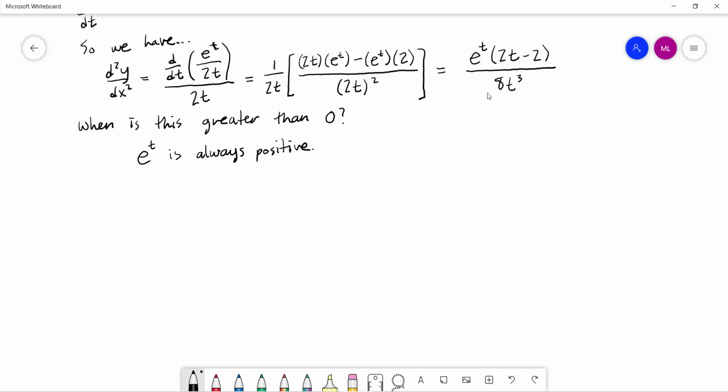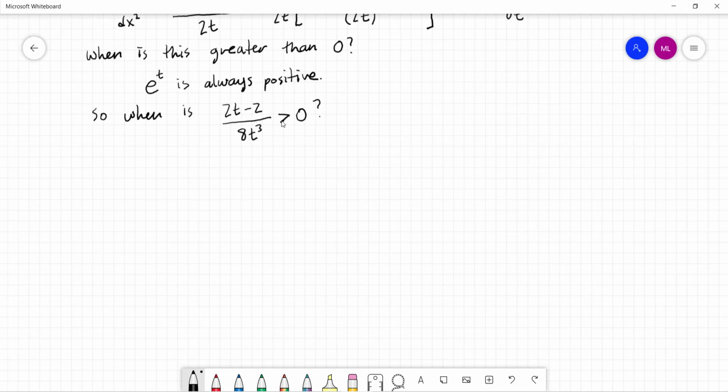So really, we just need to know when is the rest of that. When is (2t minus 2) over 8t cubed greater than 0? So that's a little bit simpler. Let's think about some different possibilities here. So again, I know that t equals 0 is going to be a problem. At t equals 0, this whole thing is going to be undefined. So let's just see what happens when we do a couple of other cases.